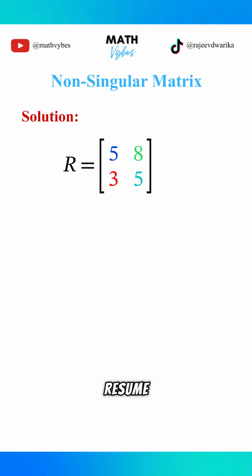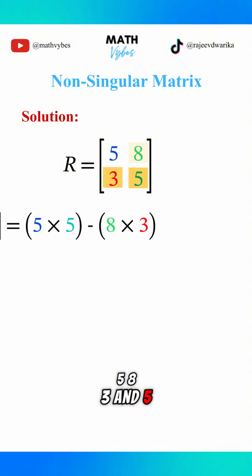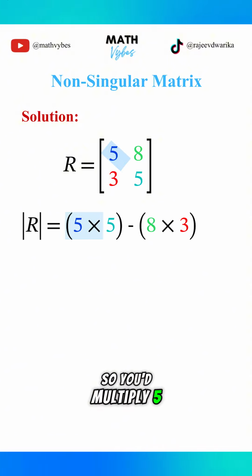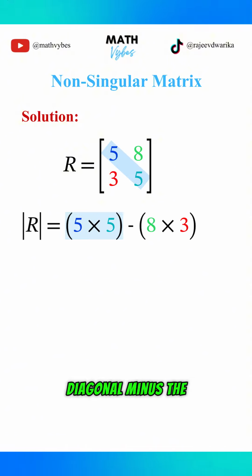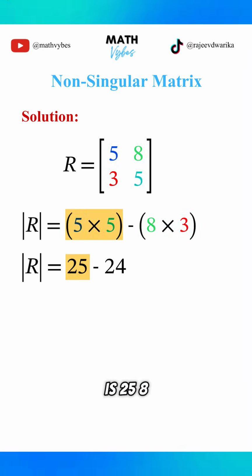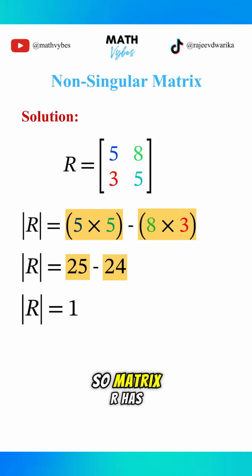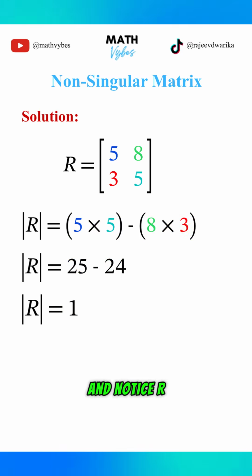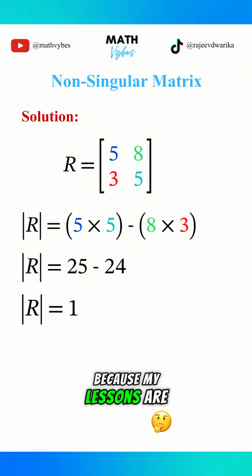Alright, so let's resume. We have matrix R and its elements are 5, 8, 3, and 5. So you'd multiply 5 by 5, that's the first diagonal, minus the second diagonal, which would be 8 by 3. 5 by 5 is 25, 8 by 3 is 24, so we end up with 25 minus 24. So matrix R has a determinant of 1, and notice R for Rajiv, because my lessons are the one for you.